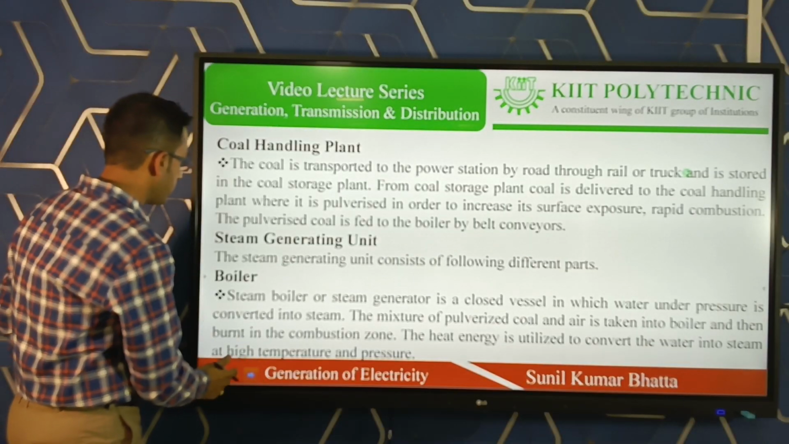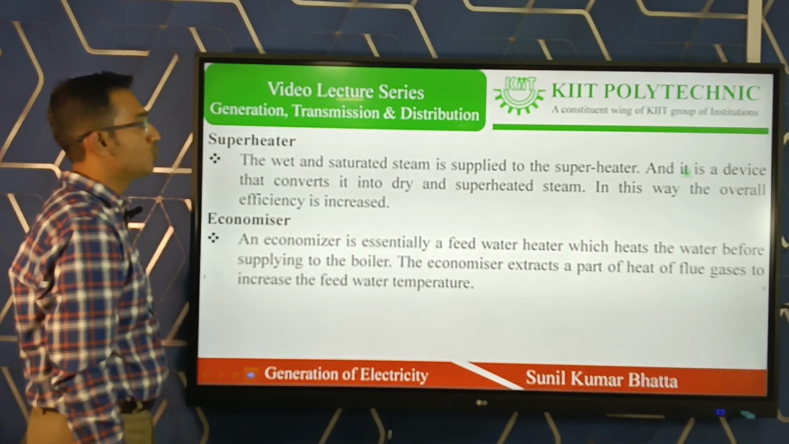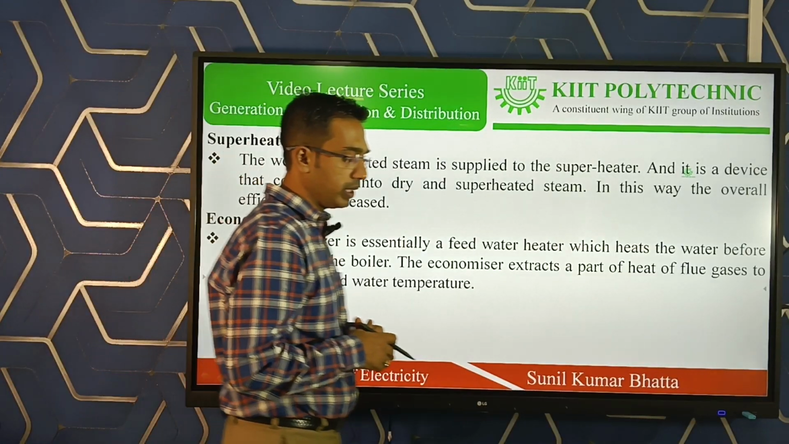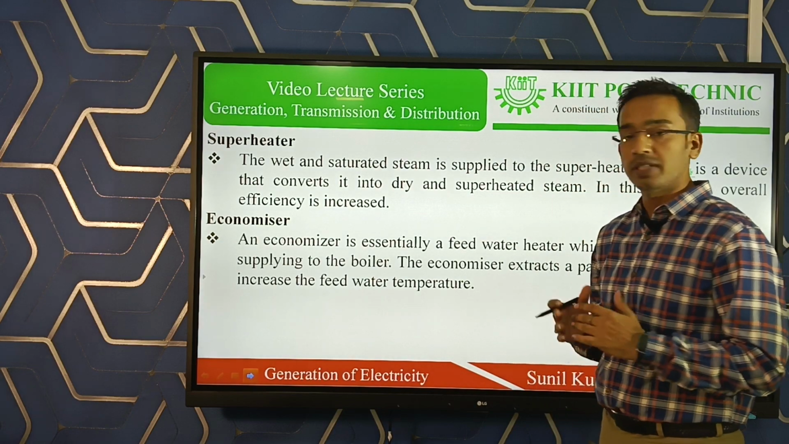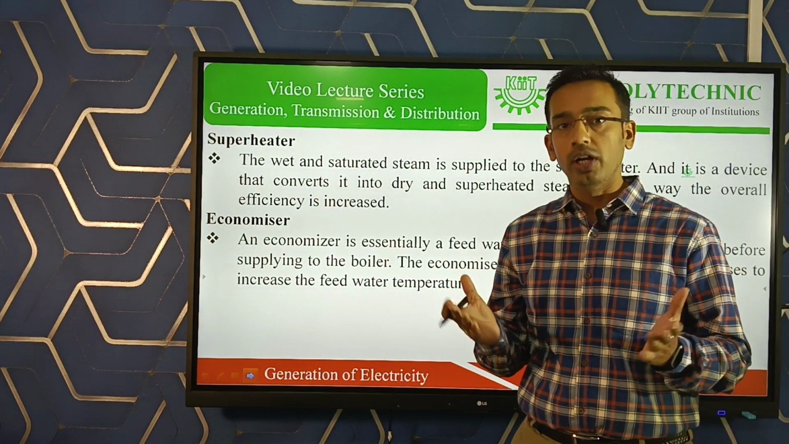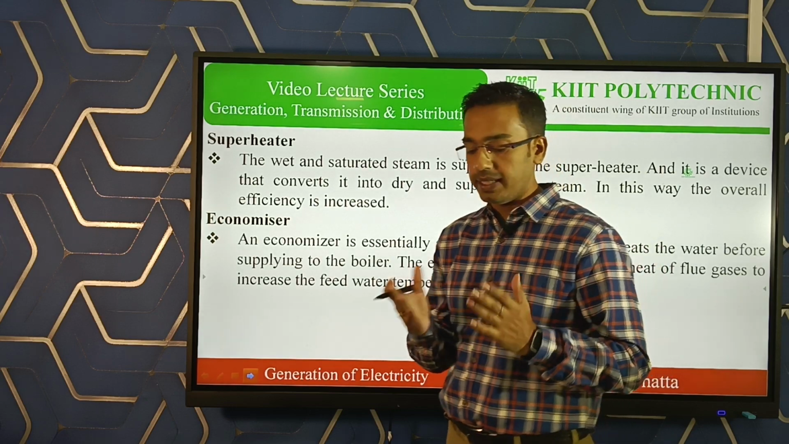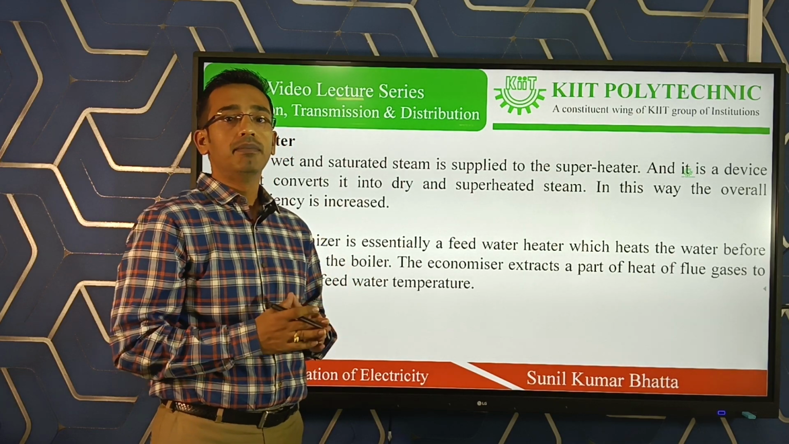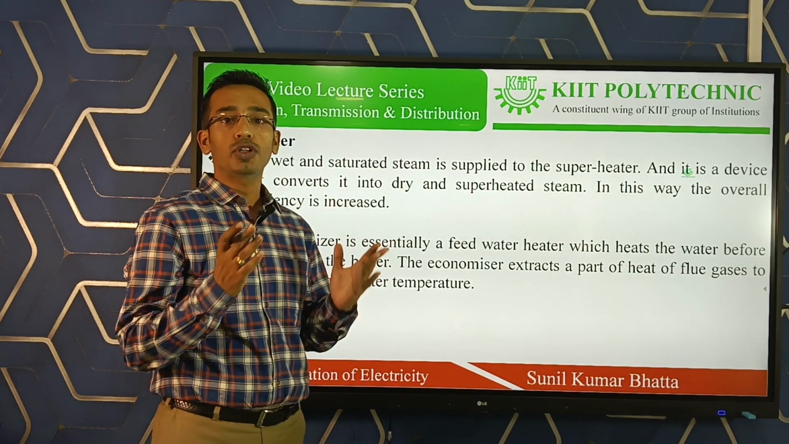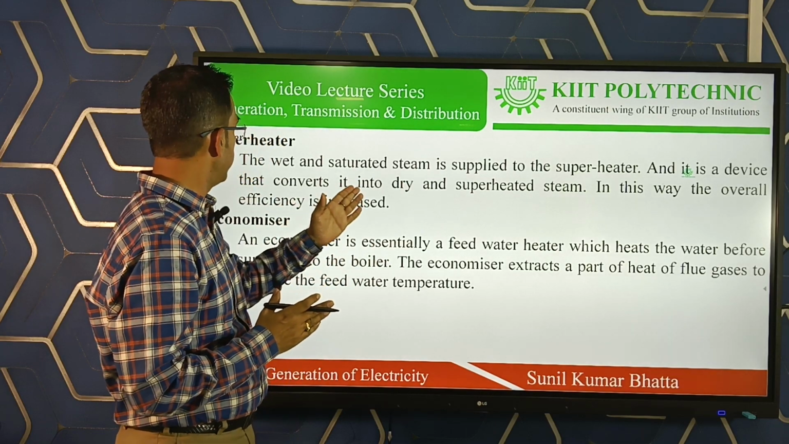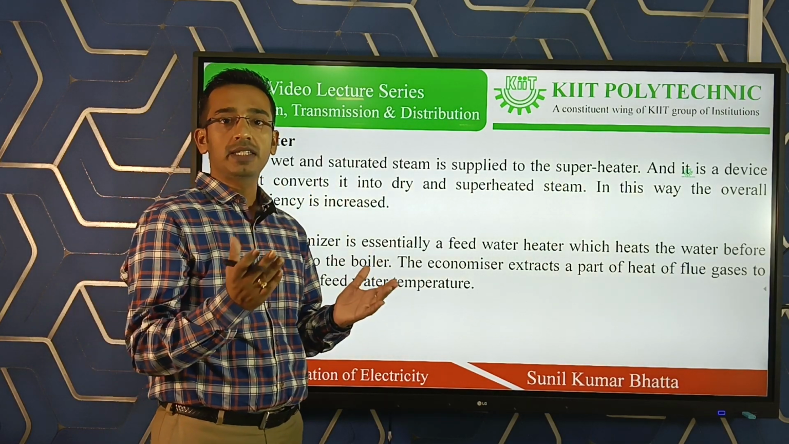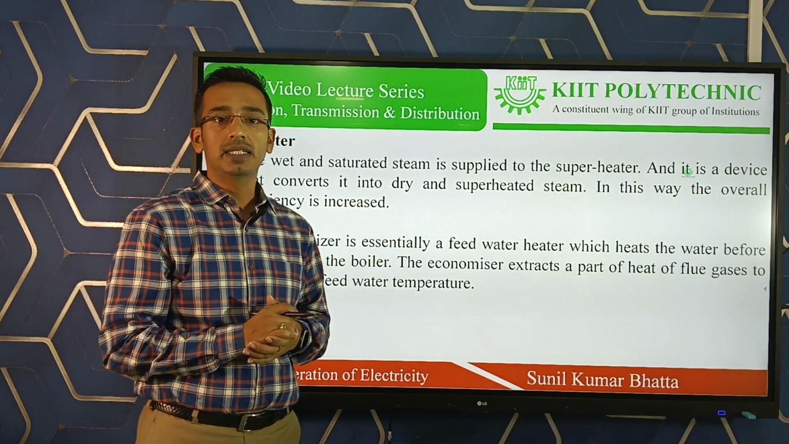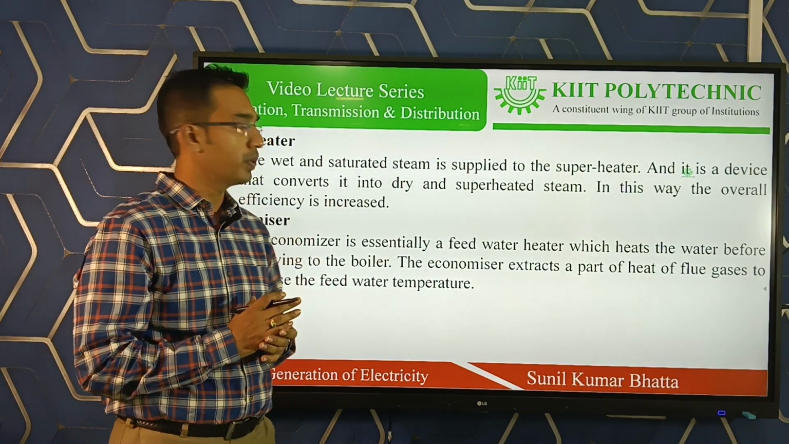Then coming to the next part of the steam generating unit, that is the superheater, a very important part. What is the function of the superheater? The steam which is produced in the boiler contains wet particles, that is, it is basically wet steam. That wet steam is converted into dry steam with the help of the superheater. It is a device that converts wet steam into dry steam, and in this way the overall efficiency is also increased. That is the function of the superheater.